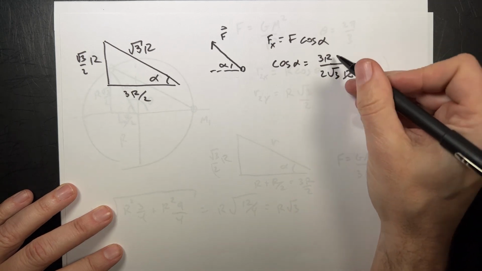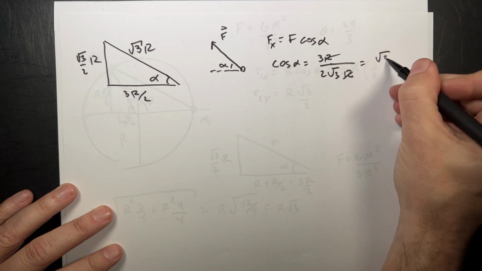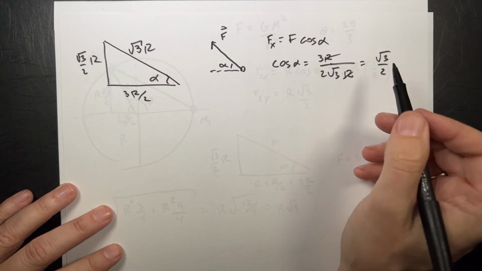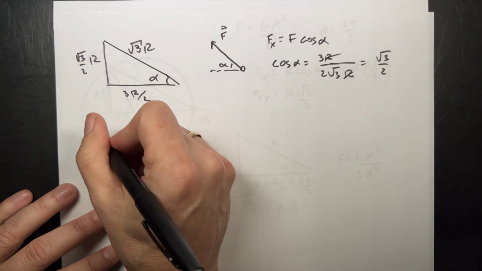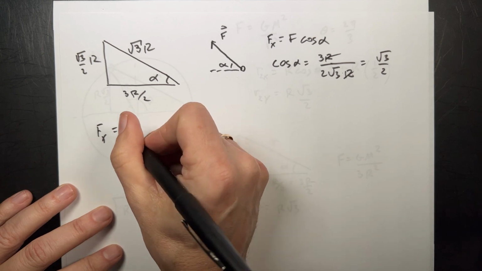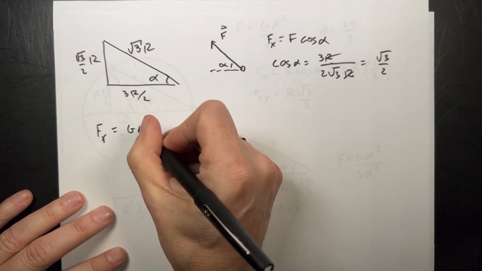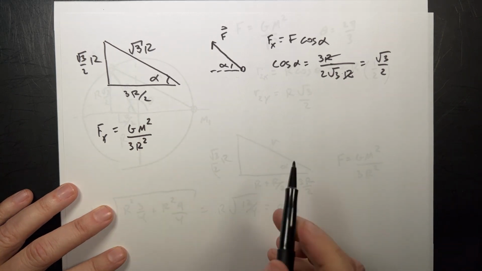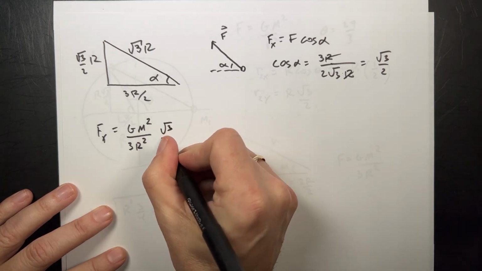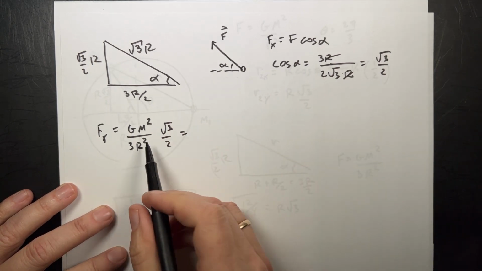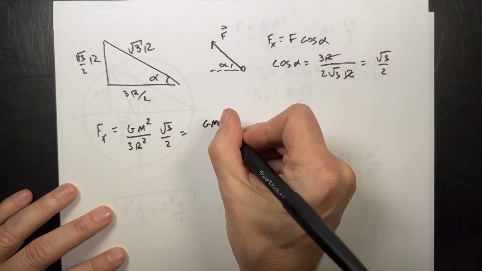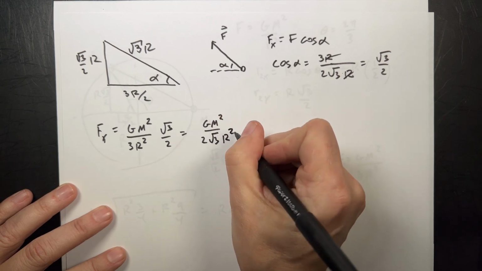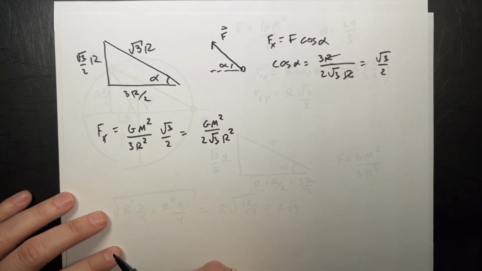So r's cancel, and I get the square root of 3 over 2, because I have 3, square root of 3 times square root of 3 divided by square root of 3, one of those cancels, and that's that. That's the cosine of alpha. So Fx is going to be equal to G m squared over 3r squared, that was my gravitational force, times this, the square root of 3 over 2. And so again, we can do this little cancel thing. I get G m squared over 2 square root of 3 r squared. And that's my gravitational force due to one of them.